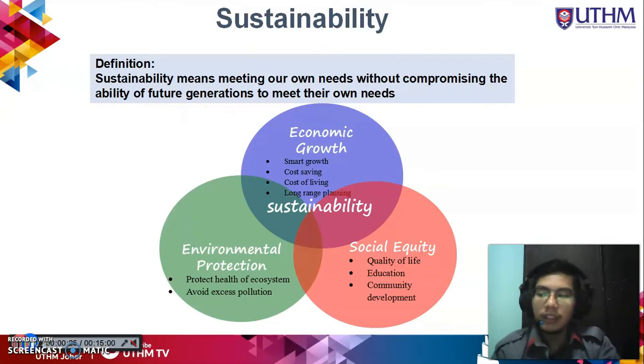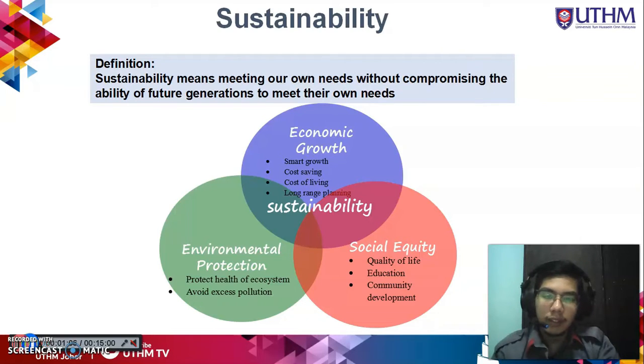But first, let me explain what is sustainability. Sustainability is the study of how natural systems function, meaning meeting our own needs without compromising the ability of future generations to meet their own ideal. This process will go on and will not stop. For a process to be sustainable, it should benefit three different aspects. There are environmental, economic, and safety.